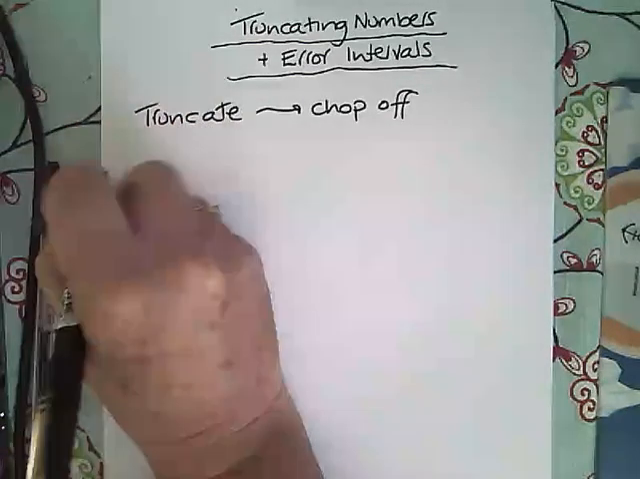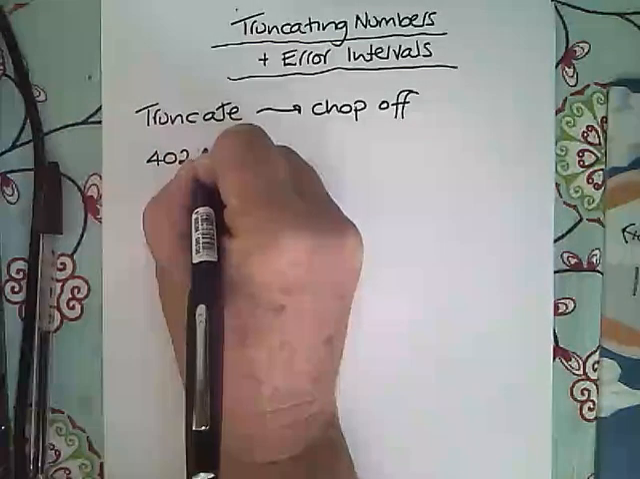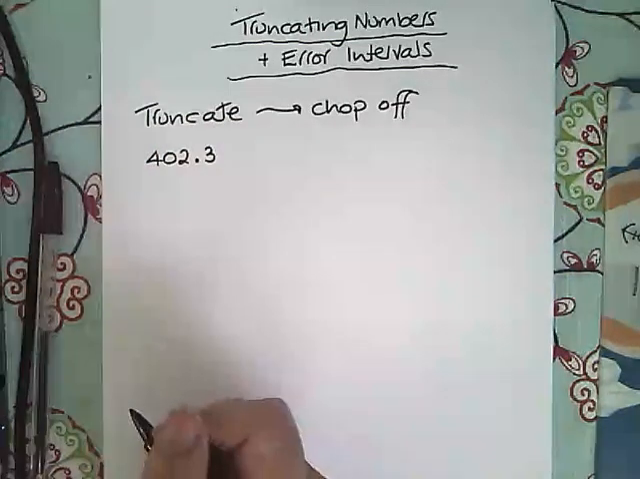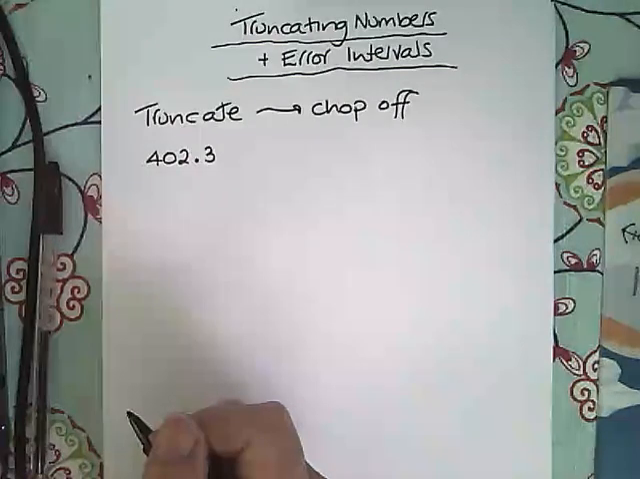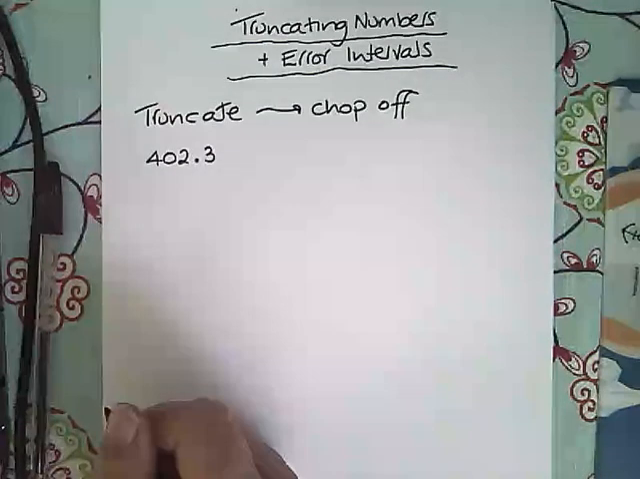So if we had a problem where we said somebody had truncated their calculator display to 402.3, it means that they'd looked at their calculator display and just looked at the first decimal place and not bothered thinking about whether they needed to round it or not. And so we want to find out the error interval for this truncated number.